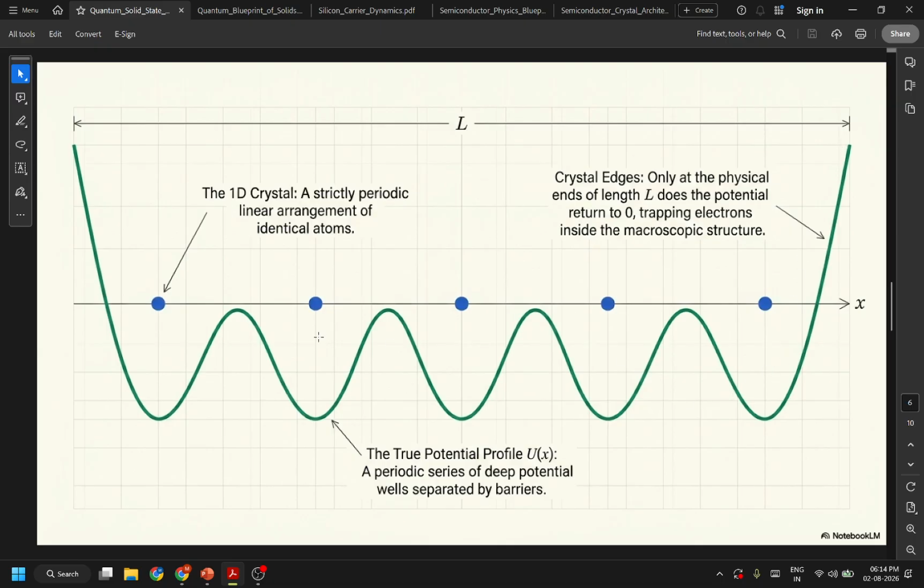So because of this, the electrons will get trapped within this physical L length, and in between you have these kind of potential profiles U of x, which is a periodic series of potential wells which are separated by barriers.